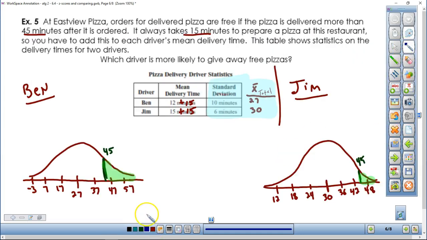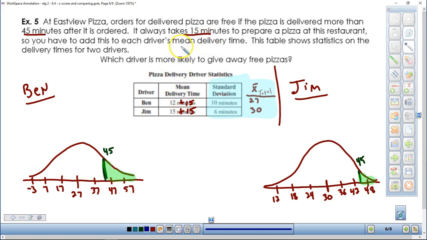Example 5. So what we have here is at Eastview Pizza, where orders for delivered pizza are free if the pizza is delivered in more than 45 minutes. So that's kind of like our X value here that we're looking at. It always takes 15 minutes to prepare a pizza, and then it takes a different amount of time for drivers to deliver the pizza. Ben delivers a little more quickly at 12 minutes per pizza, but his standard deviation is larger at 10 minutes. Jim's delivery time is 15 minutes, but his standard deviation is also going to be a little bit smaller.